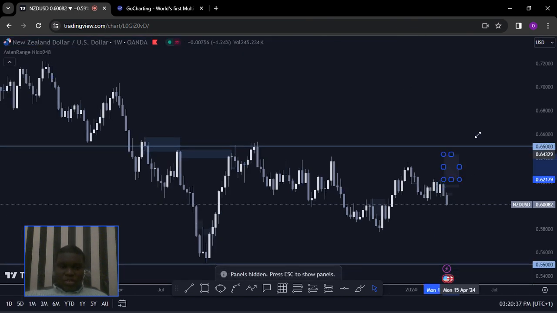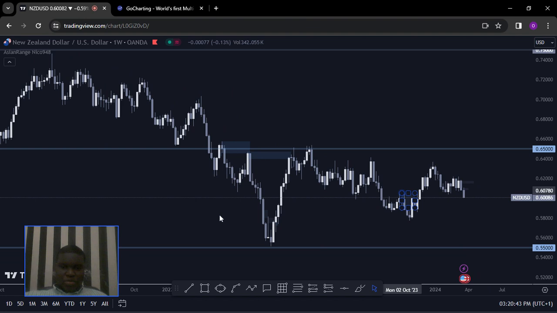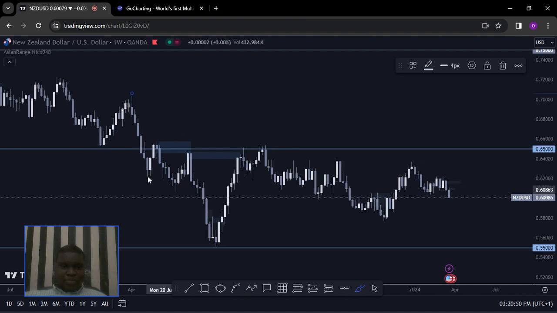So what we notice is that we are experiencing bearish price action. What do you mean by that? In market structure, this is a lower high, this is a lower low, this is a lower high, this is a lower low, this is a lower high, this is a lower low. And the whole of this swing leg is our lower high.